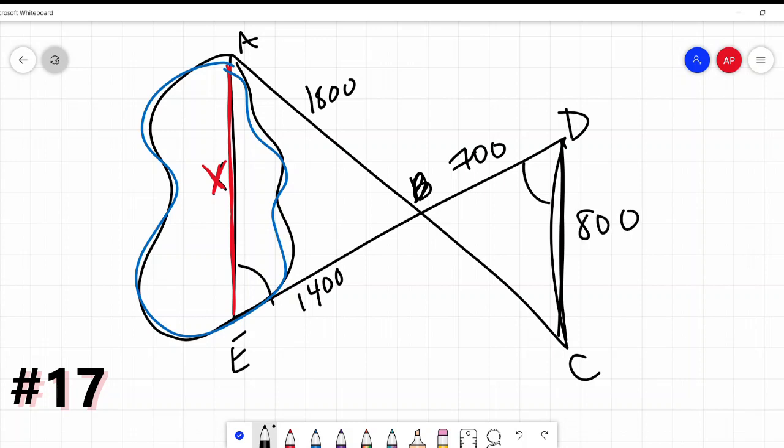Segments AC, this whole AC, and DE intersect at B. All right, well, we could see that, but that's nice of them to tell us that. And angle AEB, this one, and CDB, this one, have the same measure. What is the value of X?